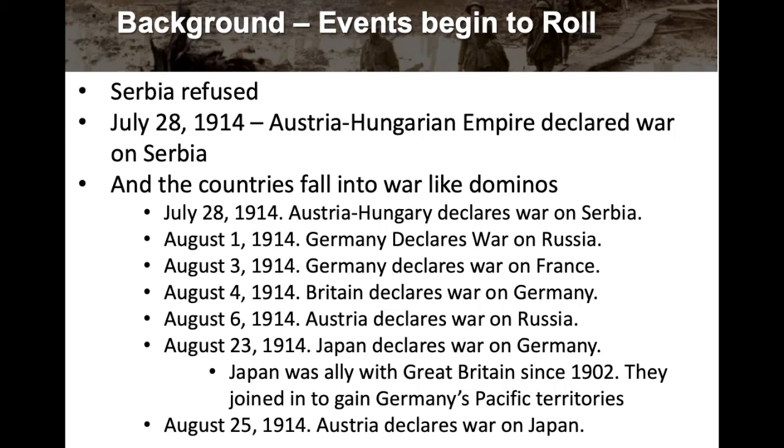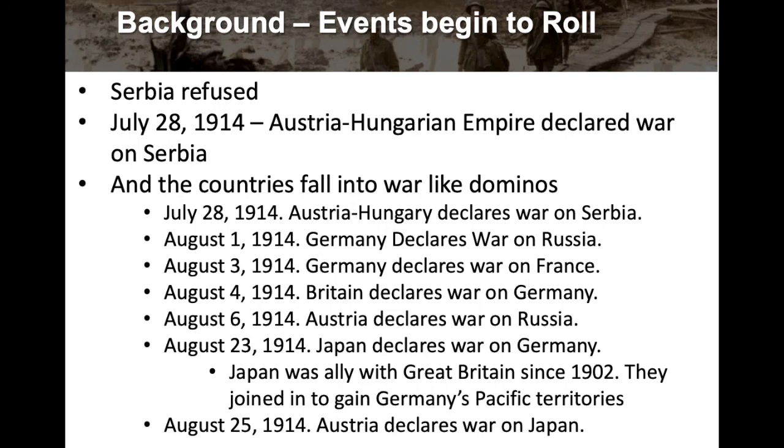Now you may say, well, why in the world did Germany declare war on France then? It's because of the war plan that Germany had. They had to declare war on France based on their war plan. It's called the Schlieffen Plan, and we're going to talk about that. A day later, Britain declares war on Germany because of the alliances that they had with France and Russia in the Triple Entente.